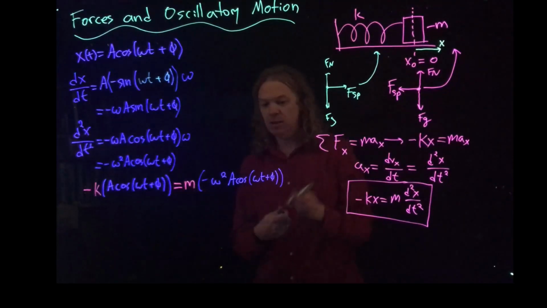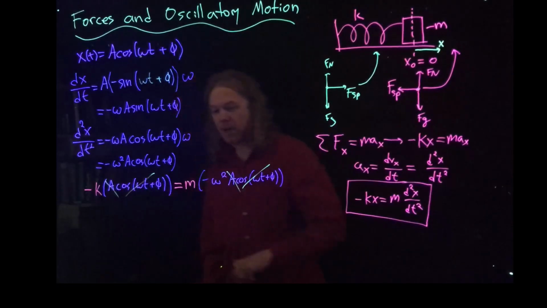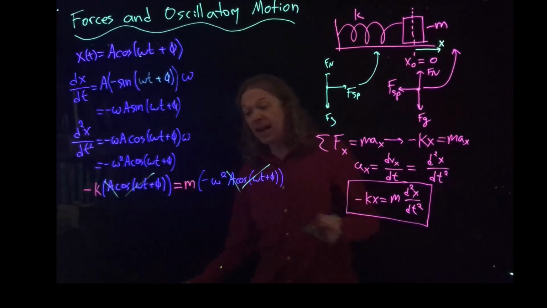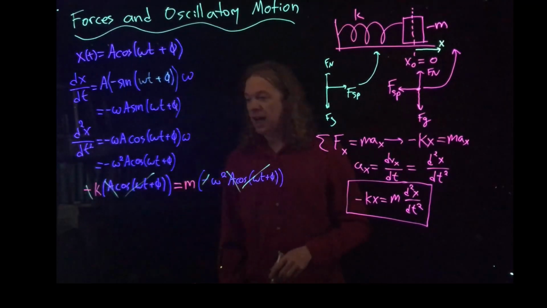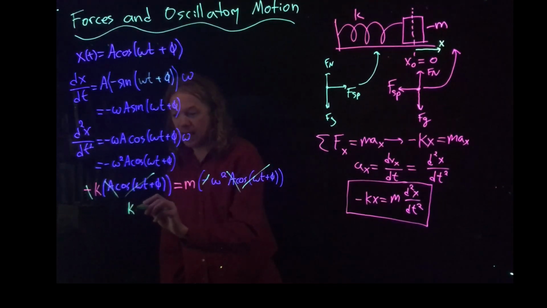Anyway, cosine, cosine, cool. Bam, bam. A, cool. Bam, bam. Is that it? There's a negative sign I can kill. Bam, bam. I think that's it, but I've killed almost everything. And so now I get a really simple result, which is k is m omega squared.